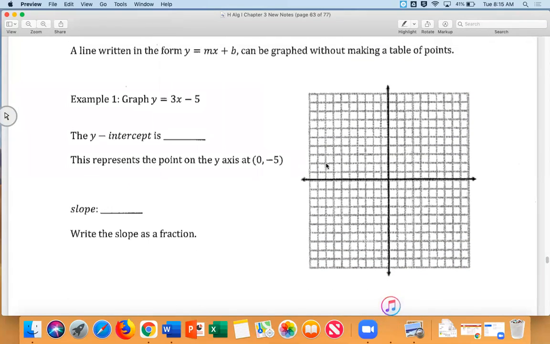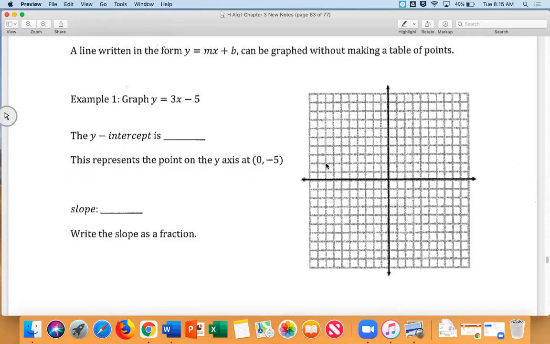Remember, your slope is a set of directions, okay? Think like you're in media. You're trying to tell your friend how to get from the corner of State and Olive to 3rd and Jackson. You tell them to go up 3 blocks and to the right 4 blocks. All right, your slope is a set of directions.